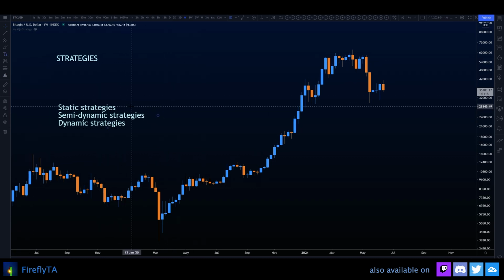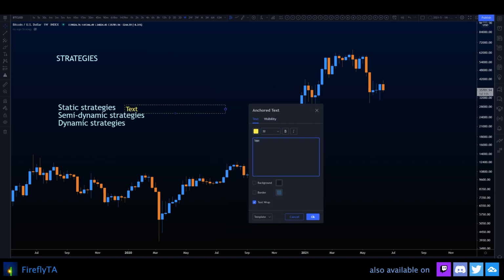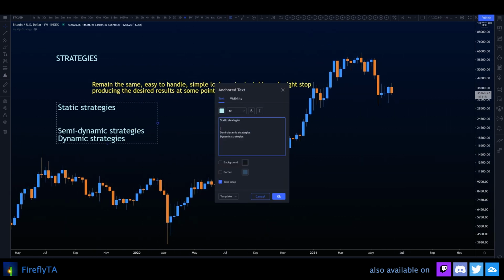Let me summarize this really quick. I'm going to write down some notes here. Static strategies remain the same. They are easy to handle, simple logic, and they are not adaptable and might stop producing the desired results at some point. So this is what static strategies are.